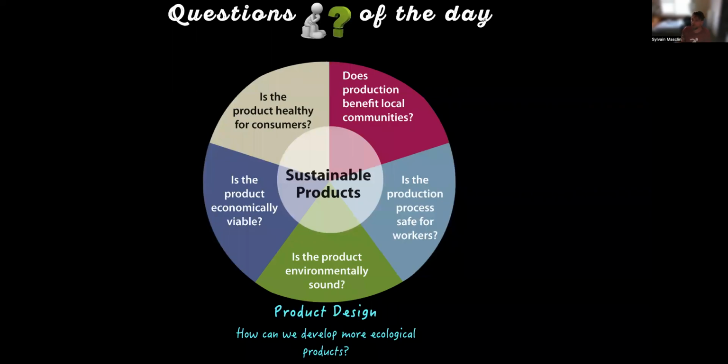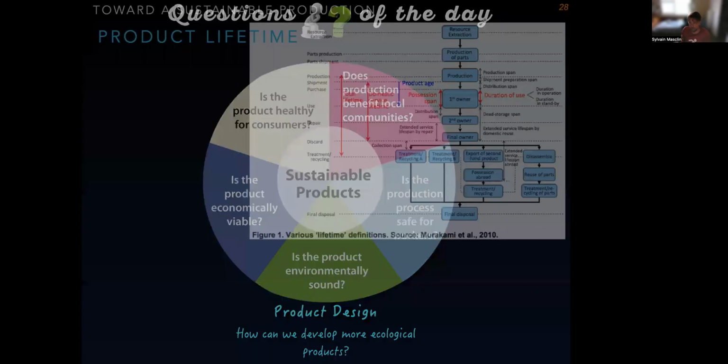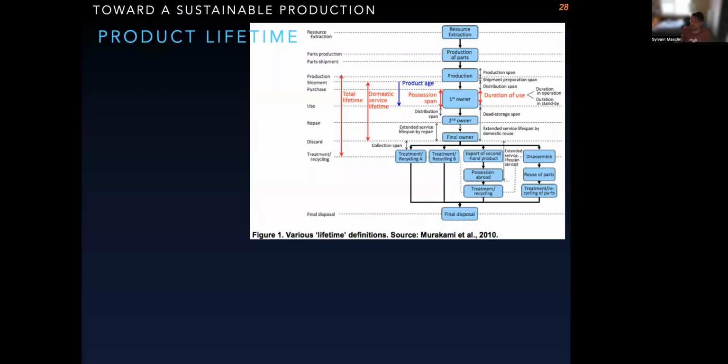Okay, so this is the final video, and for this one, we're going to talk about product design to make product more ecological, more sustainable. Before we do start, we need to look at the concept of product lifetime. Depending on what you're looking at, a product has a different lifetime.